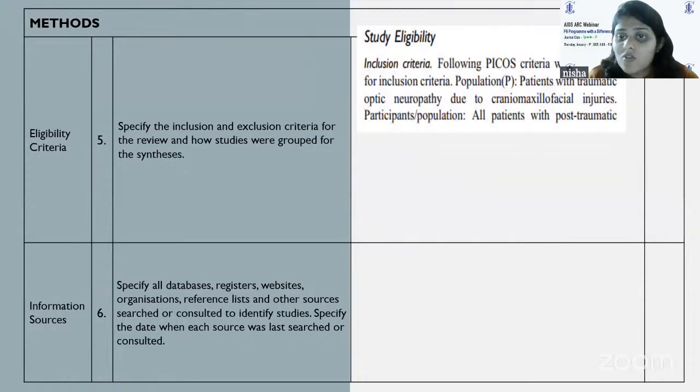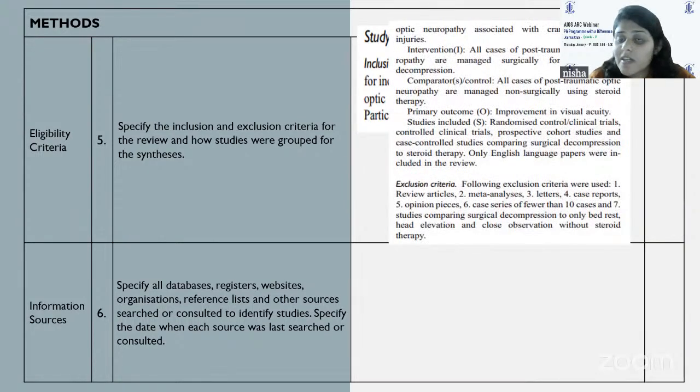They followed the PICOS criteria, which was basically P, which stands for population. So that is all patients with post-traumatic optic neuropathy. I, which stands for intervention. That is all the cases of post-traumatic optic neuropathy which were managed surgically. And comparator, that is C, or the control group, which is basically cases that were managed non-surgically using steroid therapy. And O, which stands for primary outcome, which is nothing but the improvement in the visual outcome.